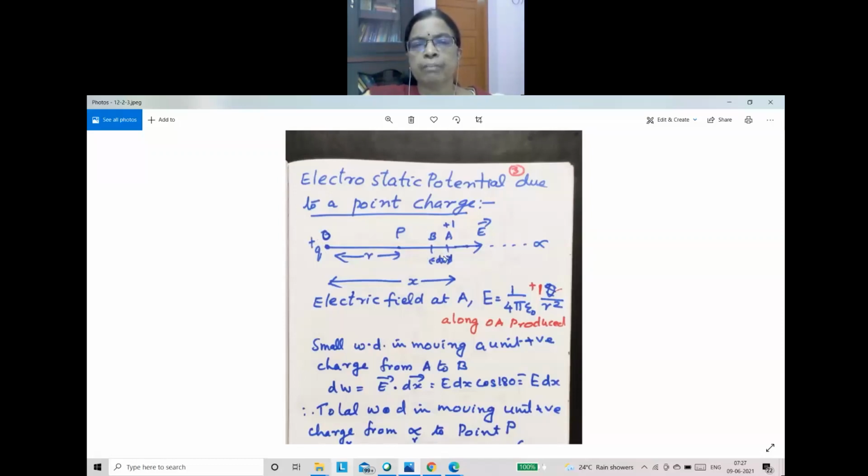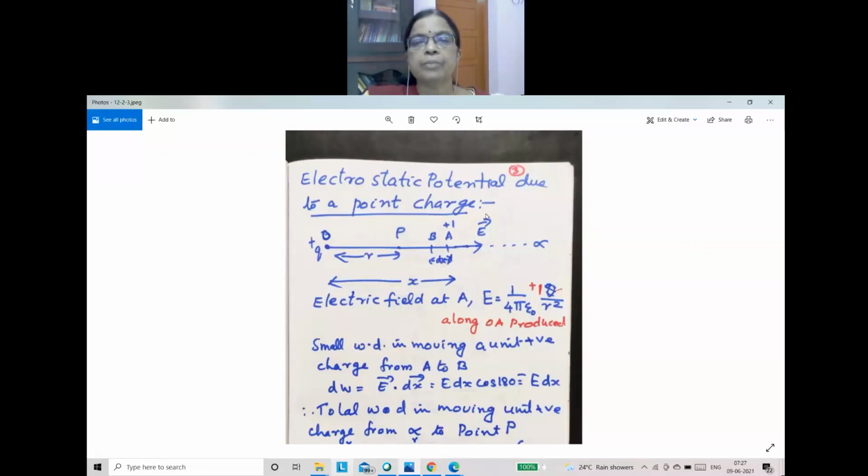Here you mark two points A and B, nearby points. Why do we take two nearby points? At nearby points, the electric field is almost uniform. What is the distance between A and B? A very small distance, dx. What are you bringing? To find the potential, do you want to bring a charge or a unit positive charge? What is your answer, children?